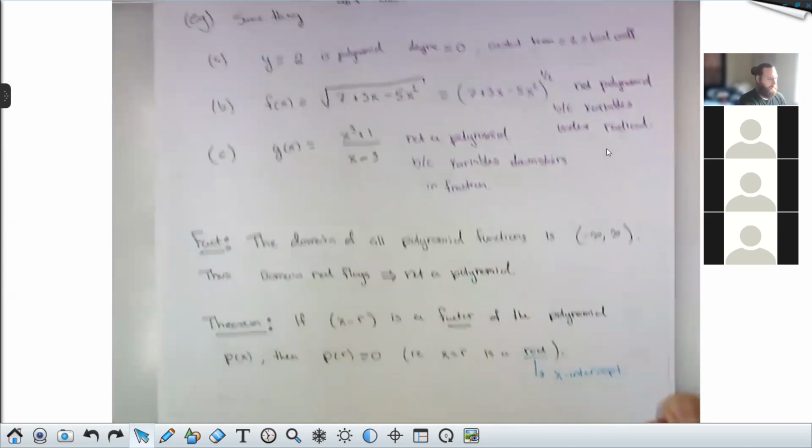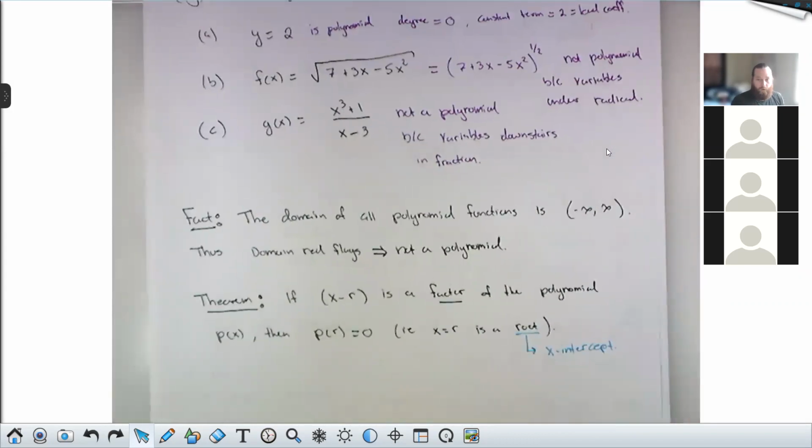So when we go to graph polynomials, we would love to know all of the roots. That's a really nice thing to have. And what this theorem tells you is that if you're looking for roots, the way to do it is by looking for factors. Or if you want to try to factor the polynomial, that will allow you to find the roots. Conversely, if you know that something is a root, you can deduce that that polynomial must have x minus that number as a factor.